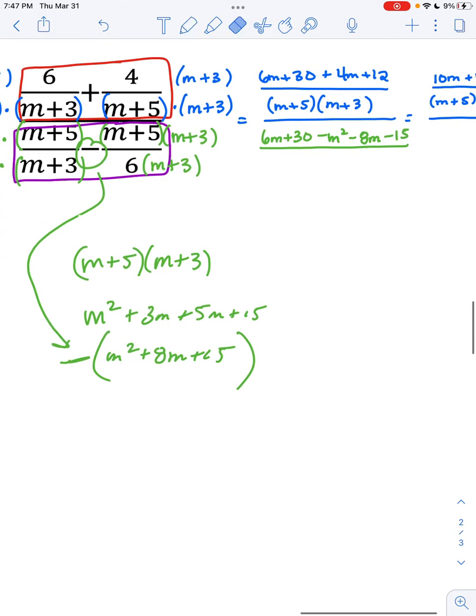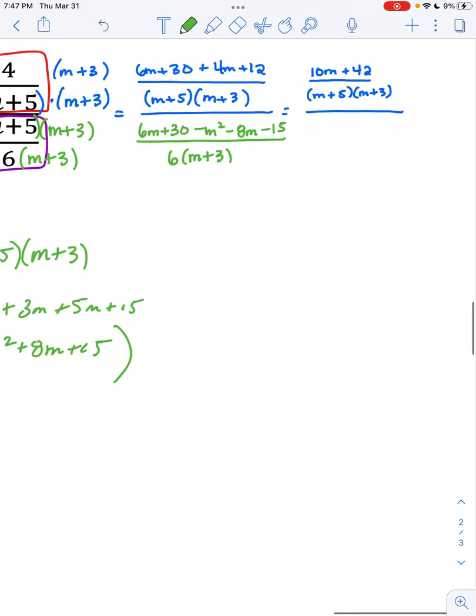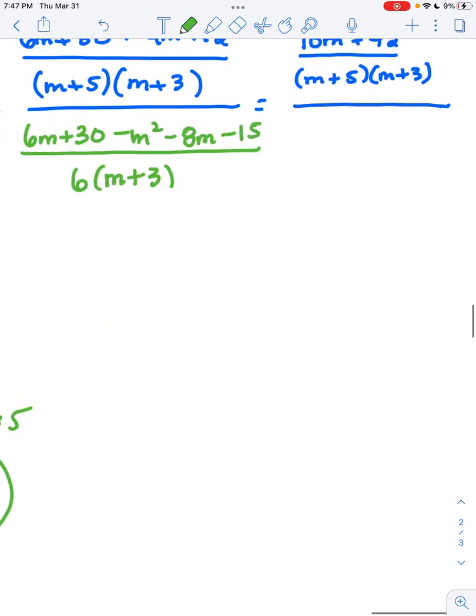And then the common denominator is just the 6 and m plus 3. And then just like the top half, you're going to simplify whatever like terms you have. So it looks like I have a negative m squared, a minus 2m, and a plus 30, over the common denominator.